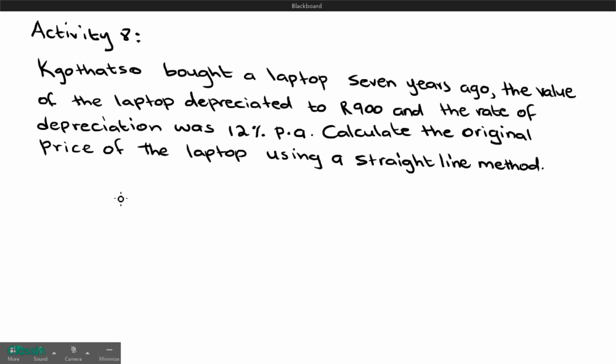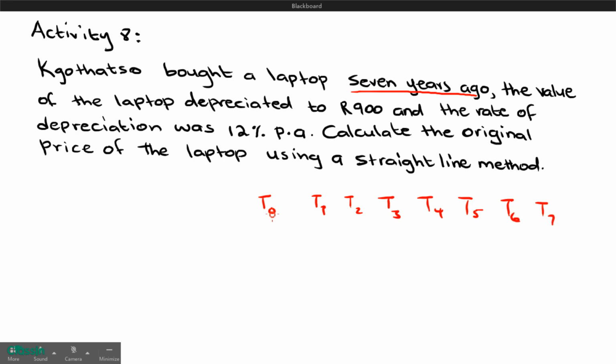Okay, so here, like the previous one, it's a straight line method. So we are not using a reducing balance method, but this time it is a straight line method. Now, this laptop was bought 7 years ago. So according to the timeline, probably something of this nature. It's 7 years.